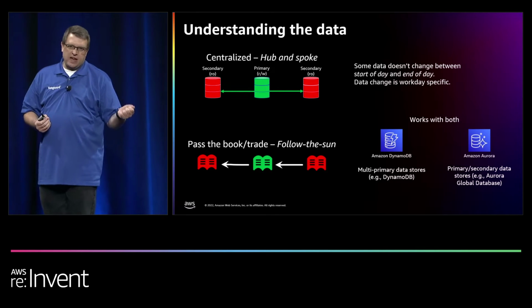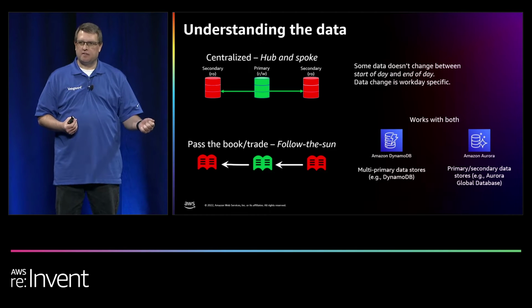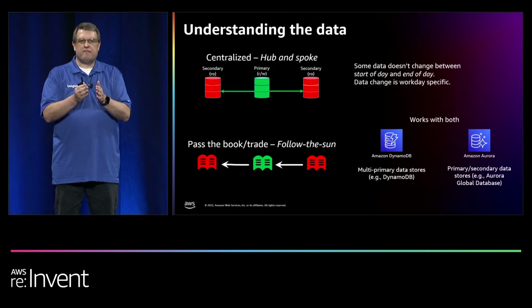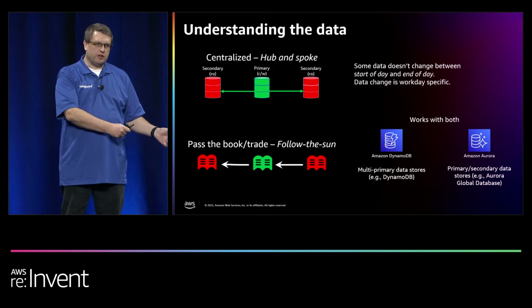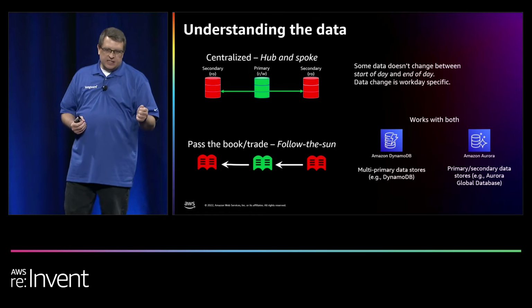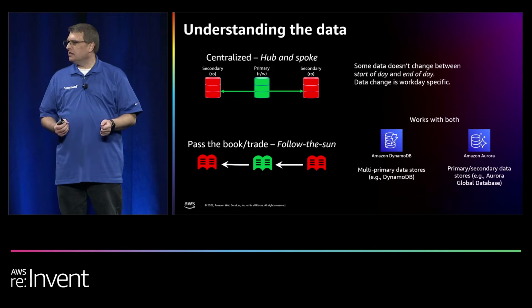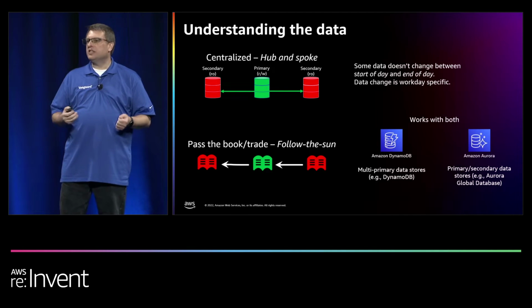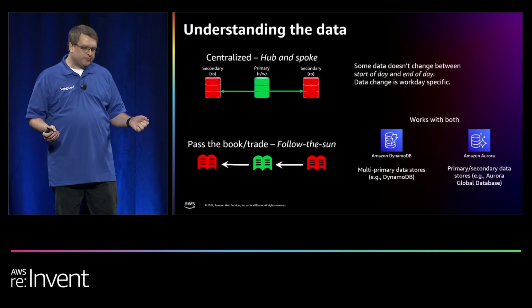These two particular patterns, we refer to these as our primary, secondary patterns. And the reason is that they will work as long as we have a region that can be the primary and replicate out, these patterns will work. Which means that the patterns work with the Amazon Aurora database, right? Amazon Aurora Global Database is naturally a primary, secondary database. So we write to one region and it replicates out.